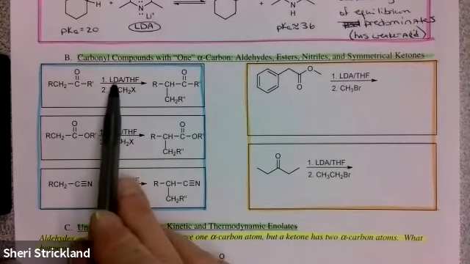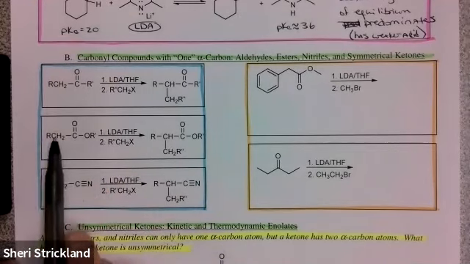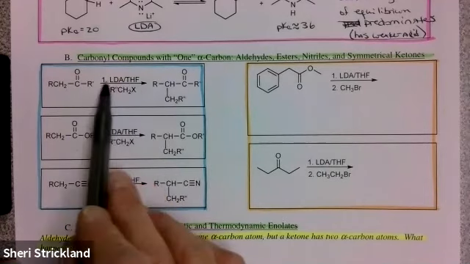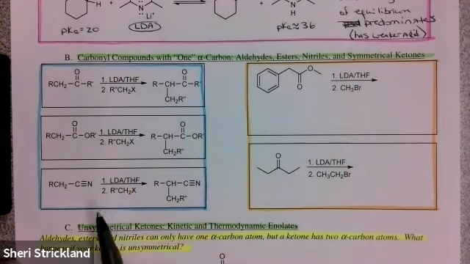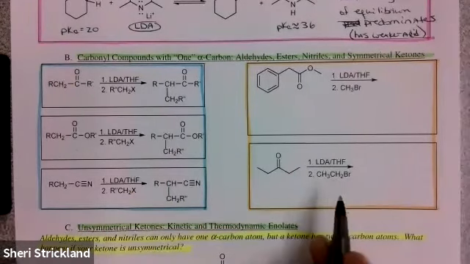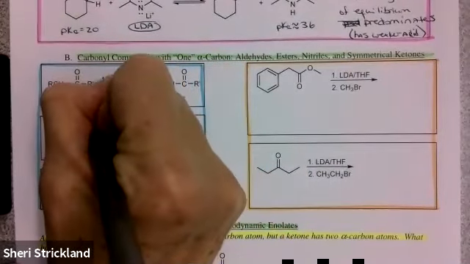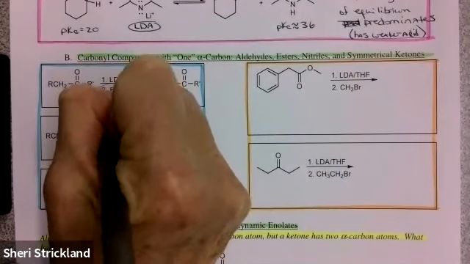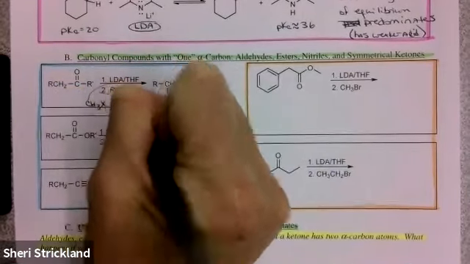If you treat this with LDA, you make the enolate ion by deprotonating at the alpha carbon and then follow with an SN2 reaction. Now, because SN2 reactions prefer less hindered places, generally, this will be a methyl halide or a primary alkyl halide, most commonly.